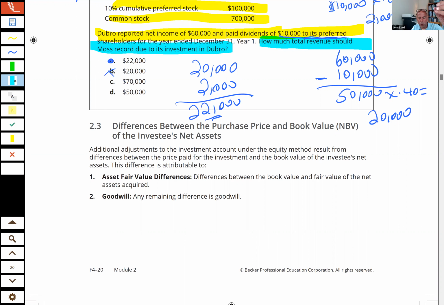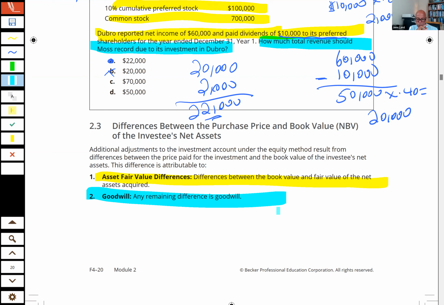So some of the purchase price would have to be allocated to the fair value of the assets, the difference between whatever the investee was carrying them at and what their fair value was at the date that we acquired enough stock to warrant the equity method. Now, if we still pay an amount over and above our share of the fair value of the assets, that difference would be considered goodwill.